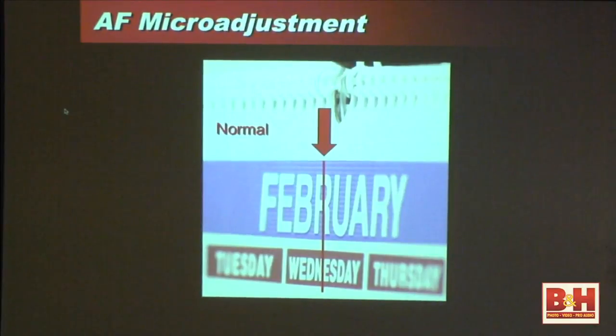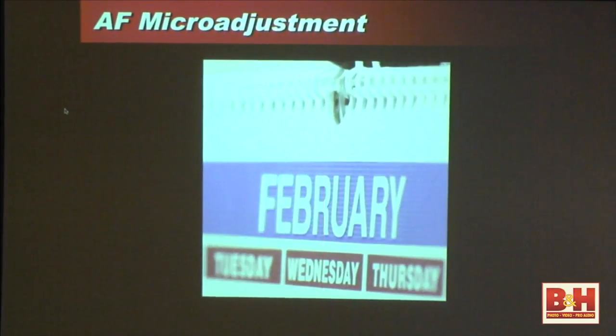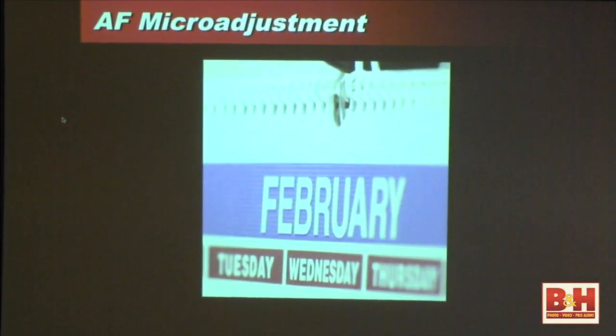Here we focus with the center point, and you can see with everything set to normal on a properly working camera, the sharpest plane of focus went right down the middle of the letter R on the February on this calendar. That's just about where it should be. No surprises. What the AF micro adjustment lets you do is push the focus back toward the camera. In this case, with it set to minus 20, all the way to the extreme, it's putting the sharpest plane of focus, instead of in the letter R, in the letter U. And if we go to plus 20, moving it away, it's putting the sharpest plane of focus at about the left side of the letter B.